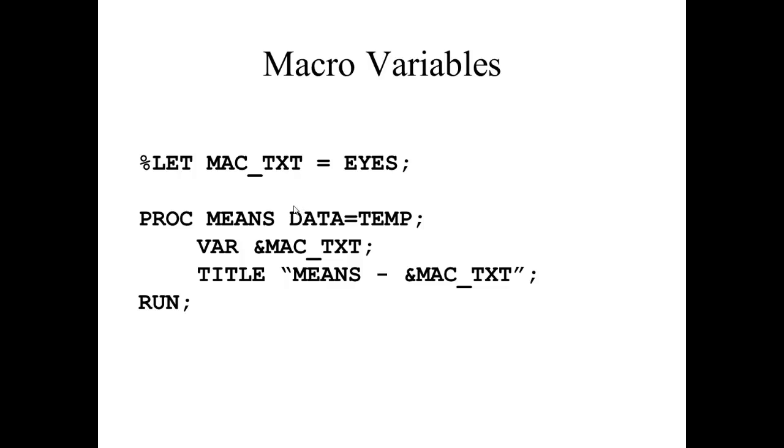When you use macro variables in a title statement, you must put your title statement with double quotes. So normally we can do a title statement with single quotes or double quotes. When you're using a macro variable in a title statement, you need to put it in double quotes. Otherwise, when you see your output, it's just going to show this ampersand mac underscore text instead of the variable eyes, which is what you want in your title statement.